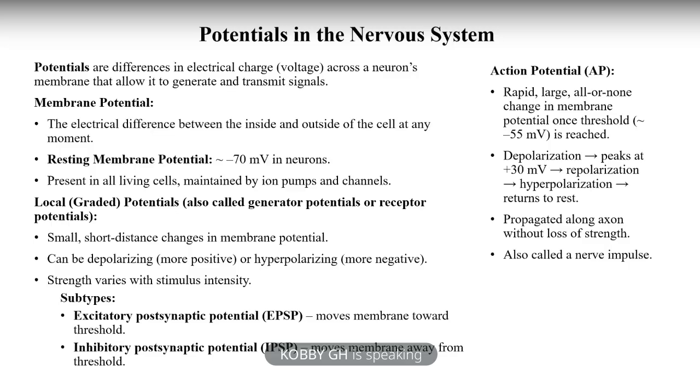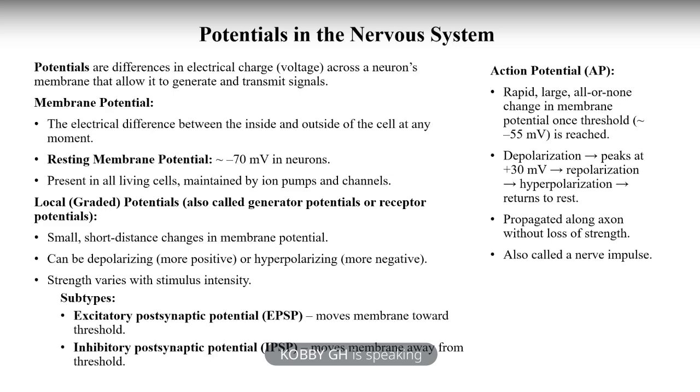Now, when we say a potential, it simply means the differences in electrical charge across a neuron. And let me tell you, these differences in the electrical charge across a neuron are what help it to generate and transmit electrical signals. Is that okay? So for electrical signals to be transmitted along or across a neuron membrane, there should be differences in the charges.